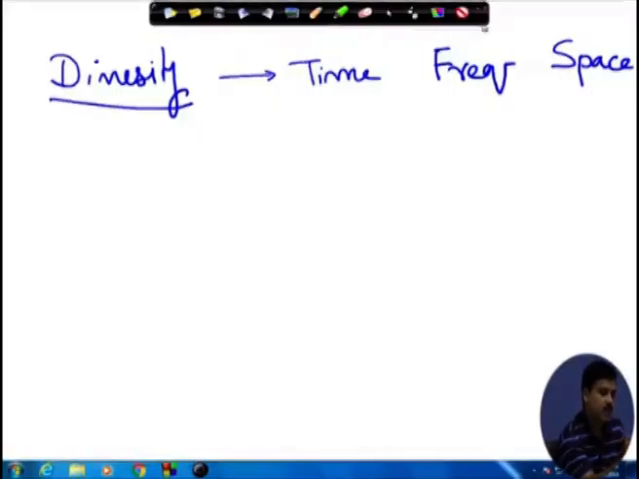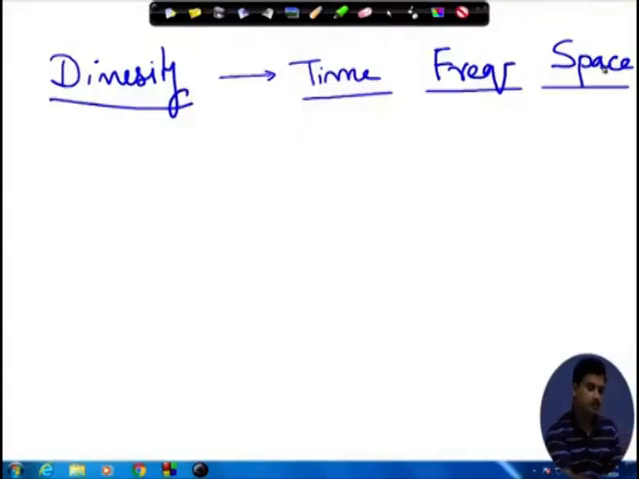So, we are not referring to that currently. Of course, that is very critical, but currently we are talking of obtaining diversity from time domain, frequency domain and space domain. What I mean by this is that diversity can be obtained in time domain, it can be obtained from frequency domain, and finally, it can be obtained in the space domain.